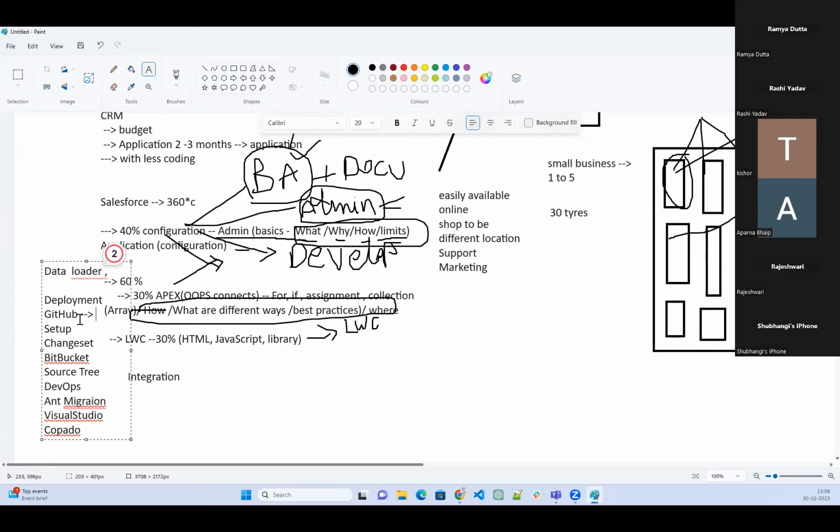GitHub, you can do it with whatever the developer edition is there. So using the developer edition also we can do it. So I can cover that part.